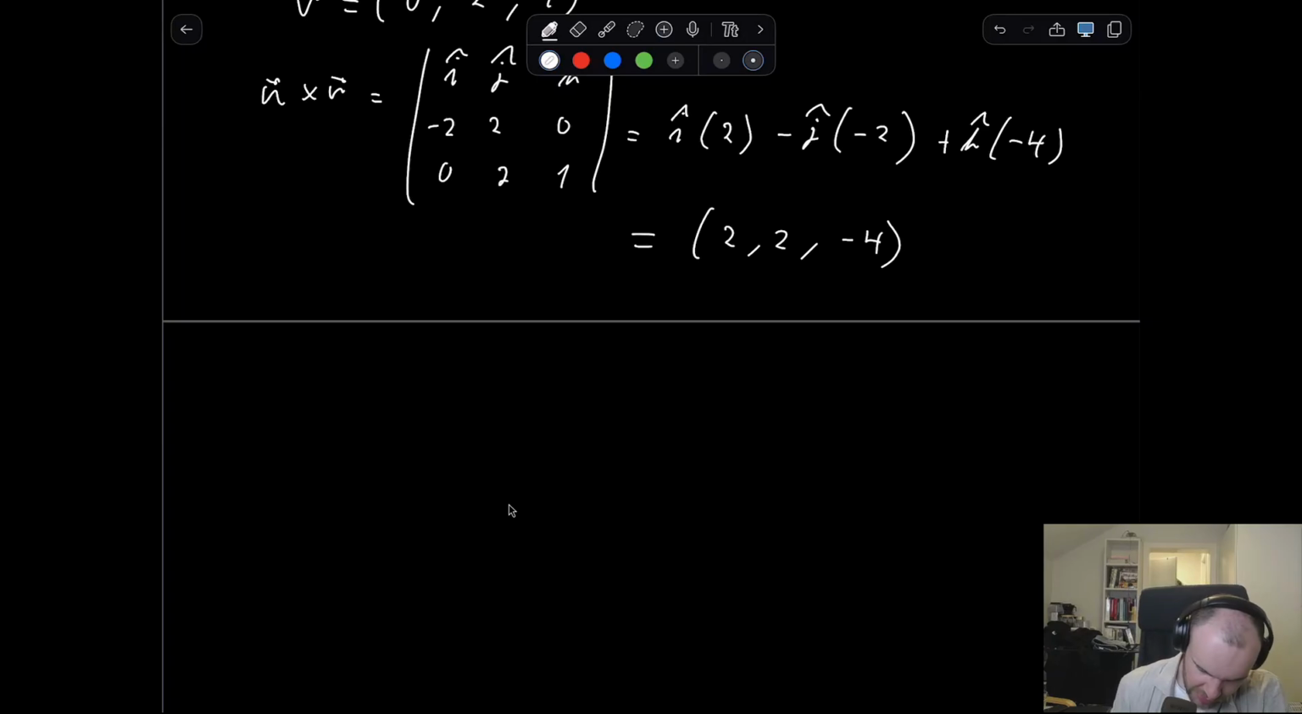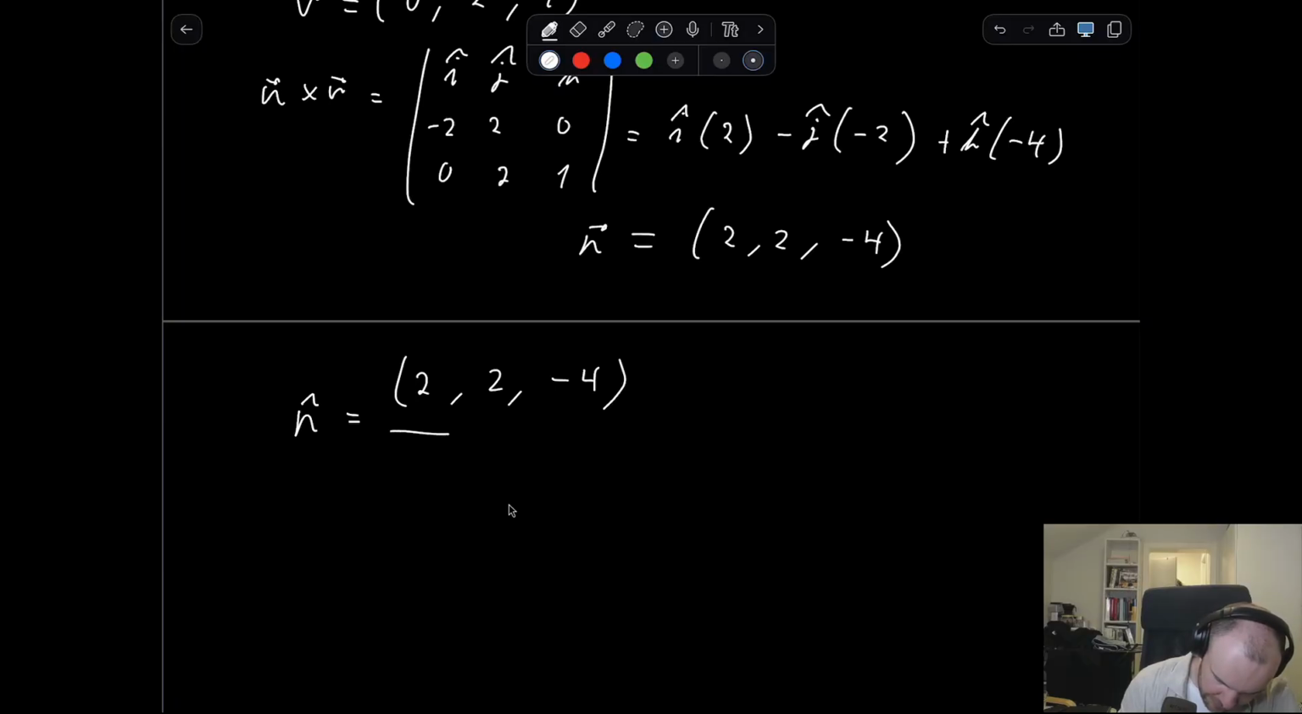Okay, so that's the vector there, right? And the normal vector is just that divided by the normalization of that vector. So the normalization of that vector is 4 plus 4 plus 16, so that's just 24... it's actually correct. Very neat. So this n vector, and n hat is what we want. That's just 2, 2, -4, divided by the square root of 20, which is 2 times the square root of 5.